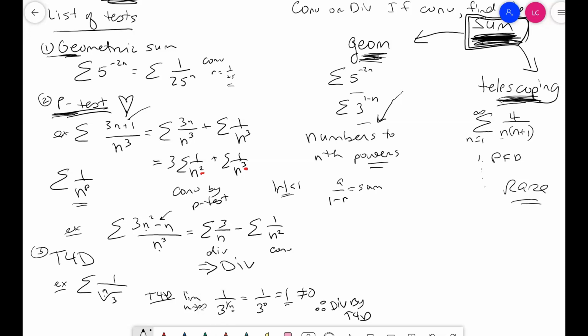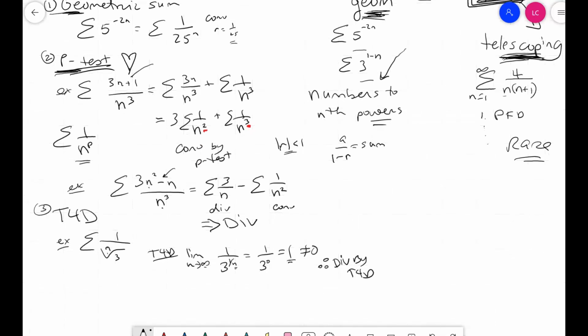So you never, ever, ever, ever say converge by test for divergence. This is asking to see if it diverges. You get a result, yes, it diverges, or no, do another test.